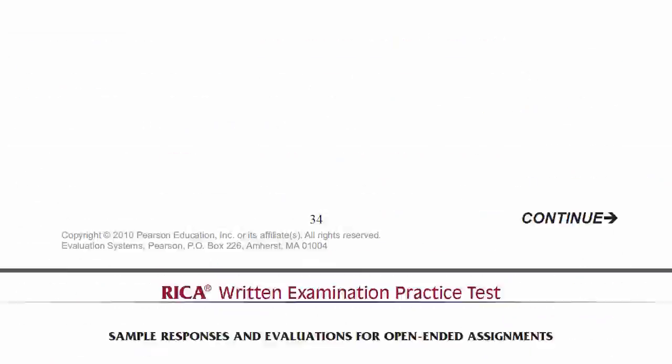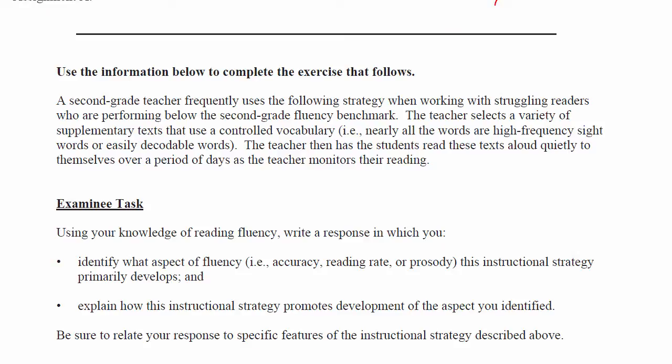So let's get past these short answers quickly, and you can watch the longer videos on the subject of these two essays after just this general overview. And here the domain A fluency question is about a second grade teacher who frequently uses the following strategy when working with struggling readers who are performing below the second grade fluency benchmark. Get my highlighter working here, since that's often fun and helpful. The teacher selects a variety of supplementary texts that use controlled vocabulary. In other words, nearly all the words are high-frequency sight words or easily decodable words.